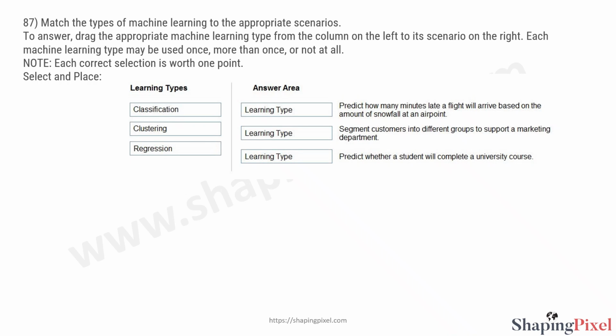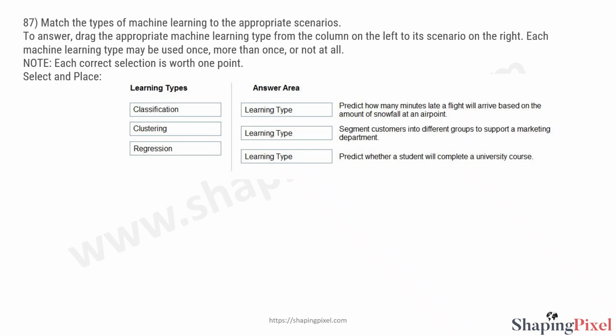Question number 87. Match the types of machine learning to the appropriate scenarios. To answer, drag the appropriate machine learning type from the column on the left to its scenario on the right. Each machine learning type may be used once, more than once, or not at all. Each correct selection is worth 1 point. So learning types we have classification, clustering, regression.